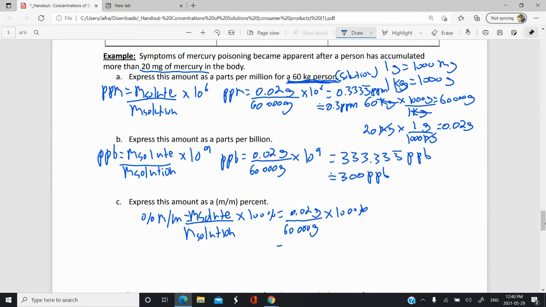And that's going to give us, so let's go ahead and try it out, 0.02 divided by 60,000 times 100. And we get 0.000333333%. Such a small percentage. This is not very meaningful to us, written as a percentage that way. So that's why it's better to use ppm or ppb for this scenario. But let's go ahead and round it to the proper number of sig figs, 1 sig fig again.